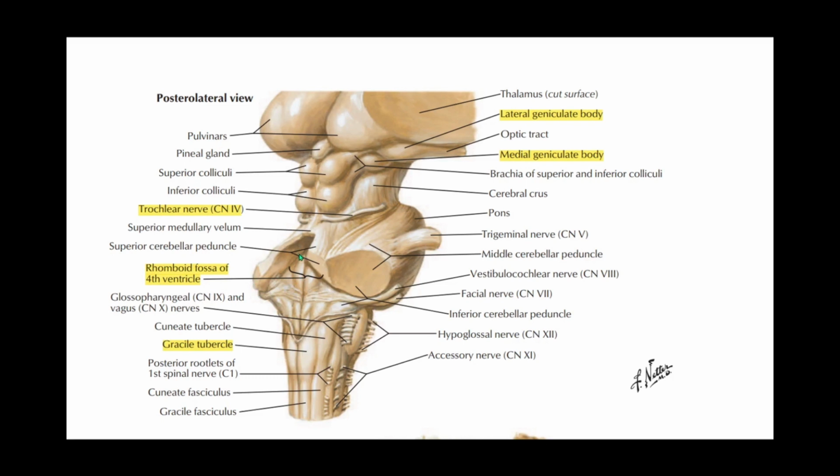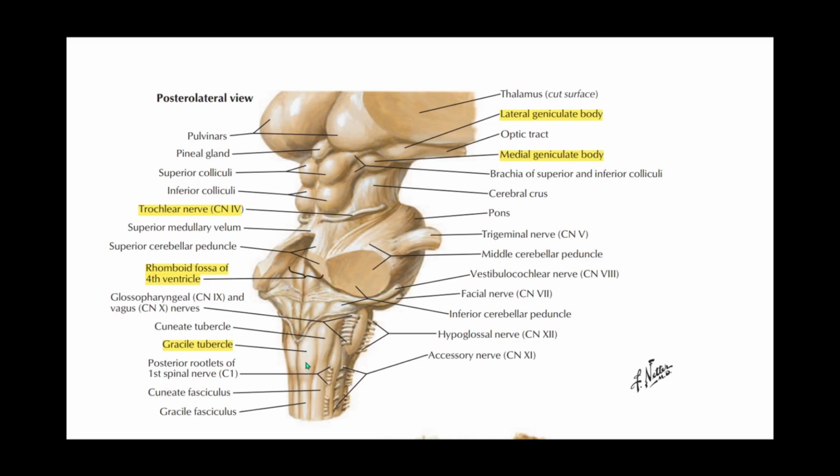So this is the pons. We can see the cerebellar peduncles: the superior cerebellar peduncle, the inferior cerebellar peduncle, and then the middle cerebellar peduncles. So the peduncles of the cerebellum are the parts of the cerebellum through which it connects with the midbrain. Those are the peduncles.